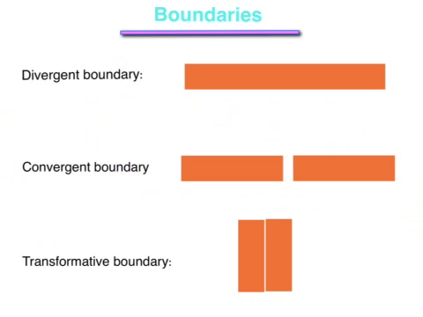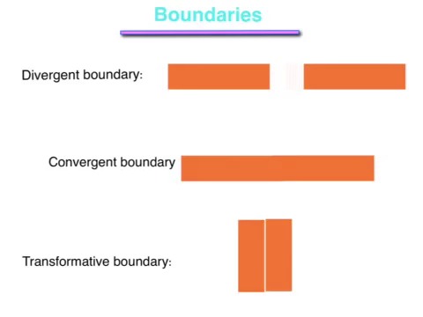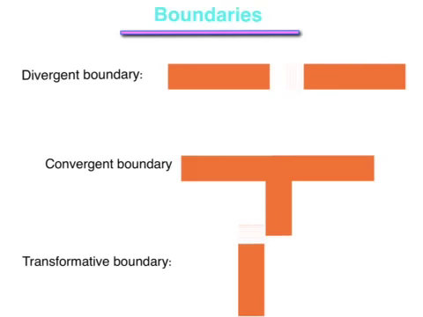There are three different types of boundaries: divergent boundaries that split apart, convergent boundaries that come together and crash, and transformative boundaries that slide past each other.